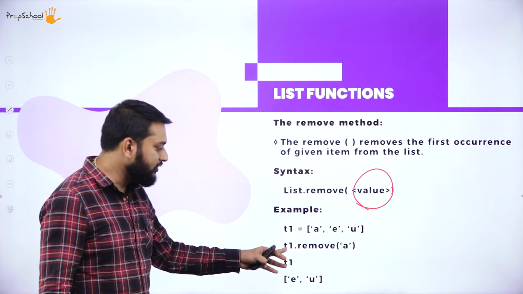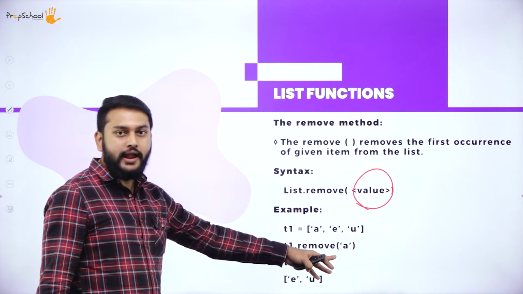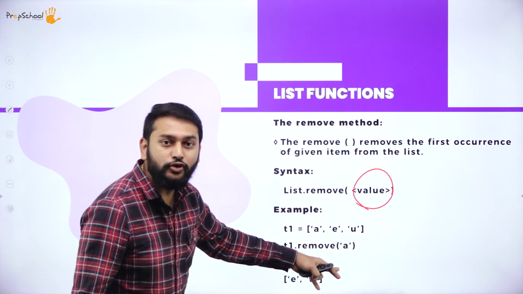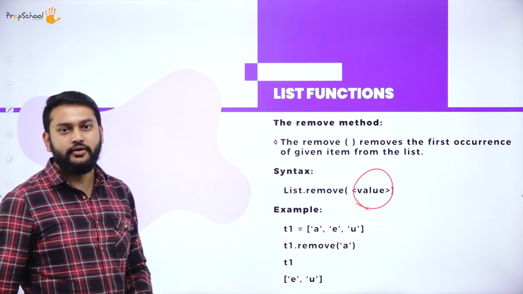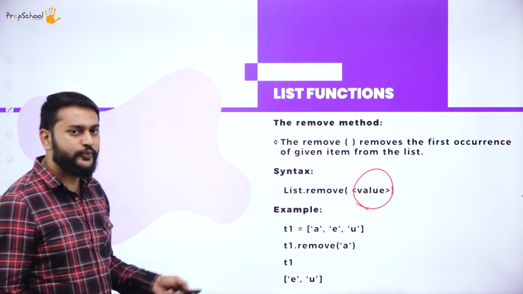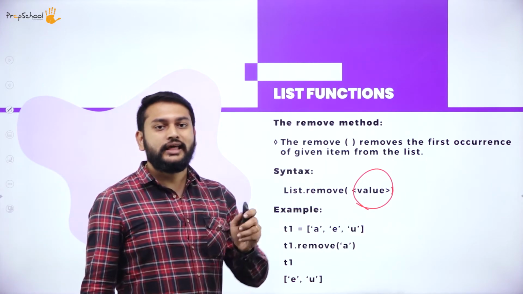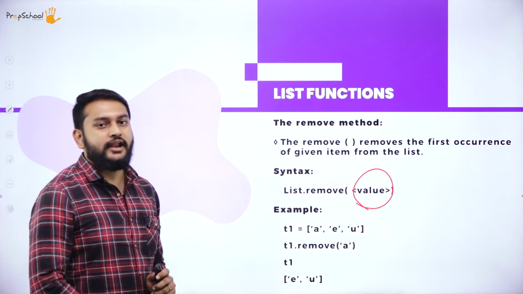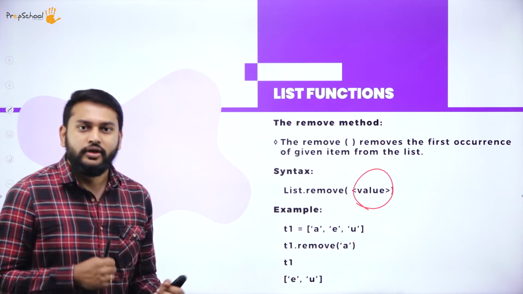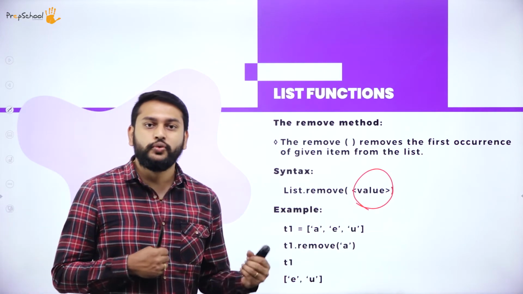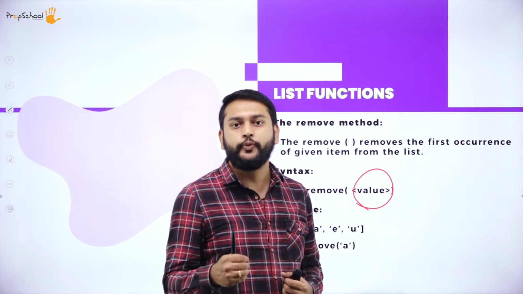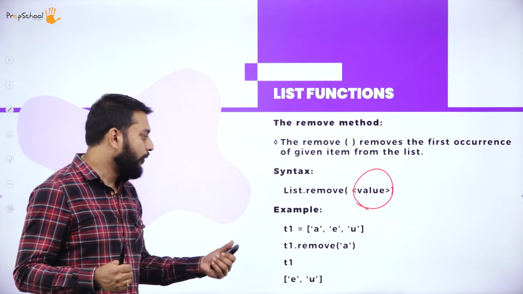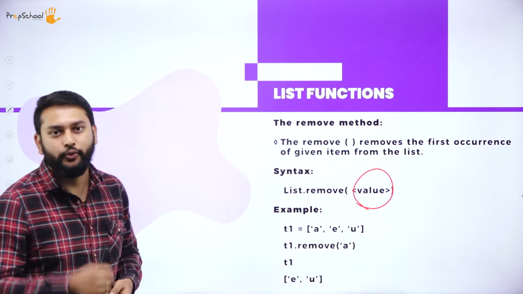So I have given T1 dot remove A. Directly I have given the value, not the index of A. This is what you need to understand, right? So that is the difference between remove and pop. It's very tricky and sometimes very confusing, so you may confuse or forget. So please understand, when it comes to pop, you will pass the index. When it comes to remove, you will pass the value, right?